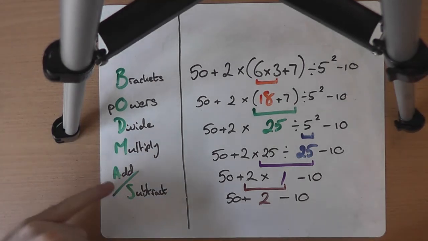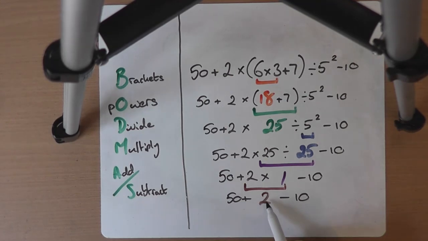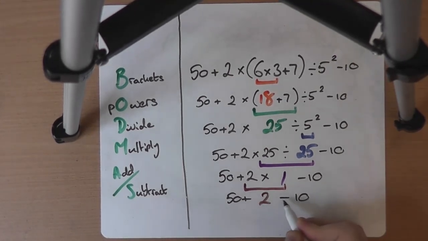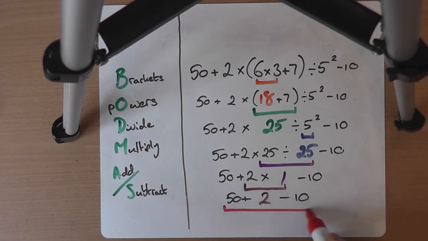We are now at the point where we have just got adds and subtracts in the order that they are written. So we're just going to do the adds and subtracts as they're written left to right, because it's just moving up and down a number line. So we're starting at 50, we're adding on 2, that takes us to 52. We're then going to go down the number line 10, because we're taking off the 10, giving us a final answer of 42.